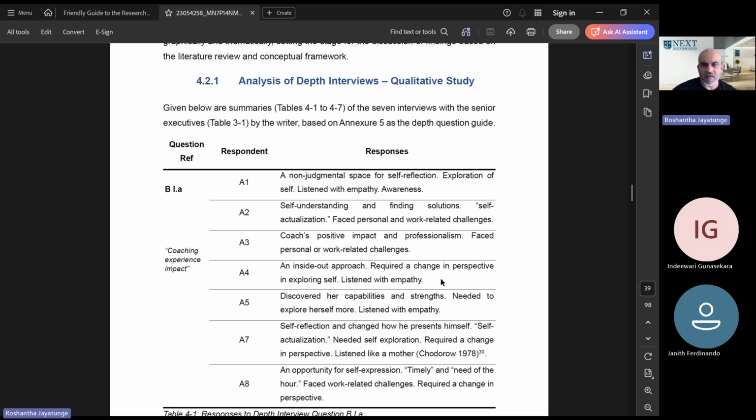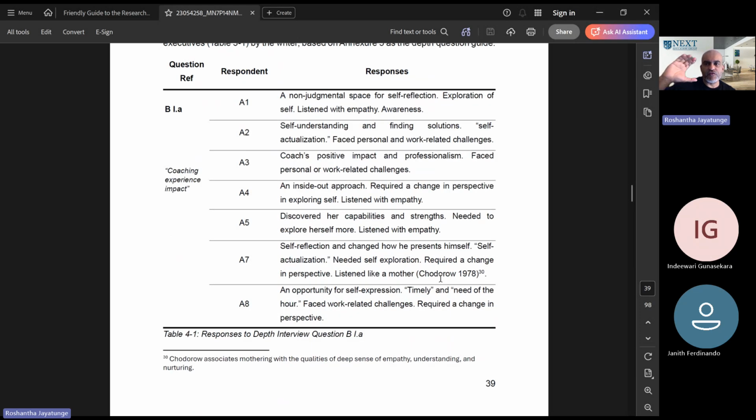Okay. This is one way. So that's why I said first show it in a table: question, respondents, and what they gave as a response. Then for each question, you know how the different people responded. Okay? All right. So that's one way of showing the data.